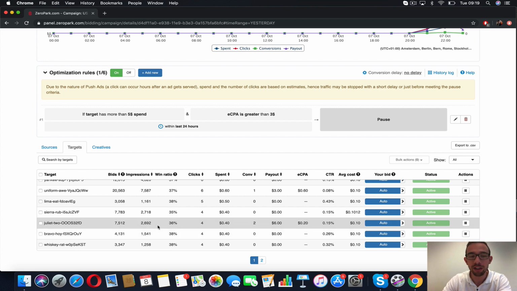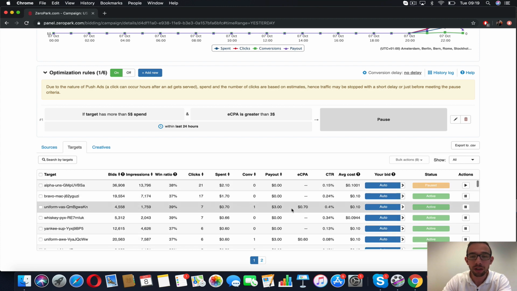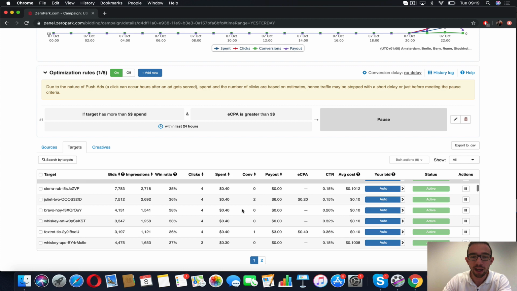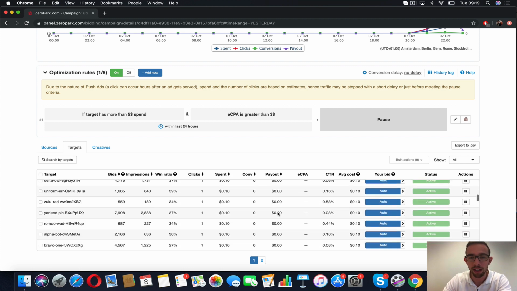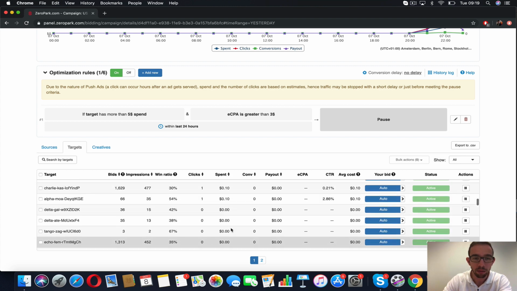Obviously, running only this target will reduce the scalability by a lot. But I'm using this rule-based optimization to filter out all the bad placements, right? And only get the high quality stuff. So this one is 20 spent, $3 made. And you can see lots of these sources, they have almost 0 spent because we got no clicks.